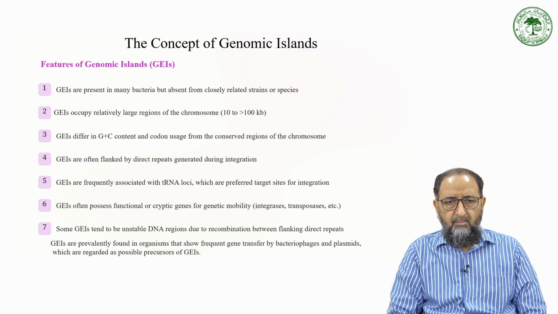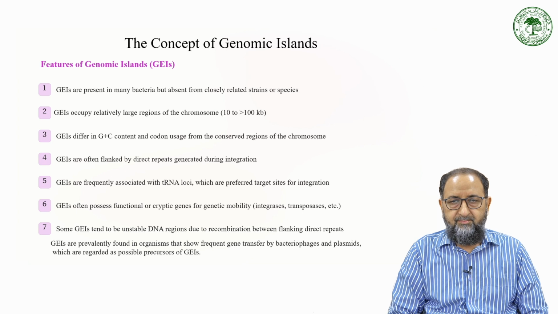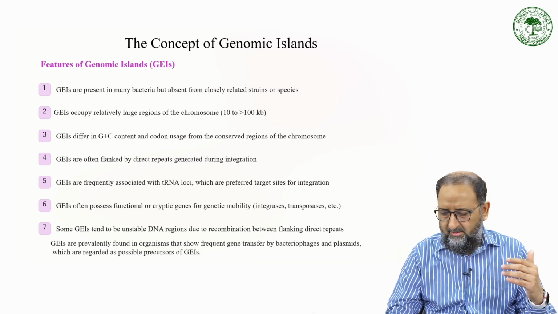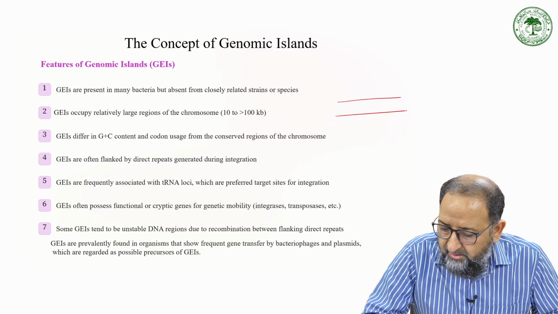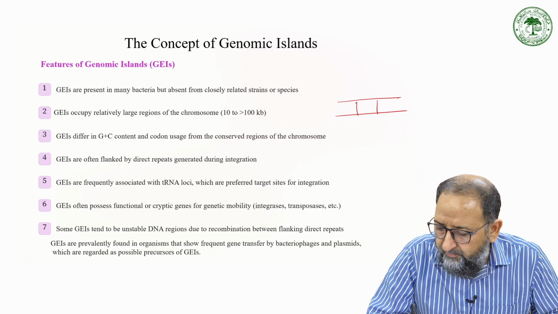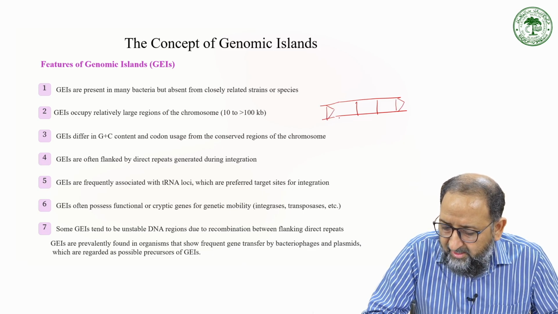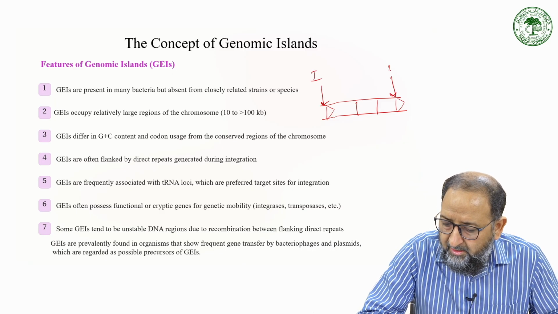Around we call them a pathogenic island, or pathogenicity island. Now genomic islands are often flanked by direct repeats. The concept of direct repeat and indirect repeat is that, suppose this is a region of the gene, and these genes are flanked by these direct repeat 1 and 2.